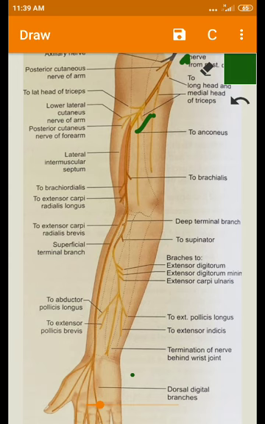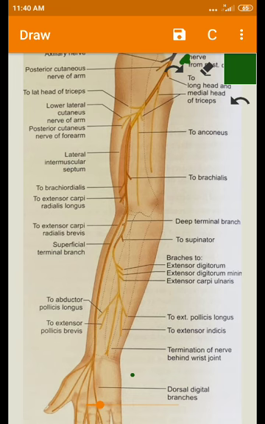After passing through the spiral groove, it re-enters the lower and lateral part of the anterior compartment of the arm by piercing the lateral intermuscular septum, along with the anterior terminal branch of the profunda brachii artery.